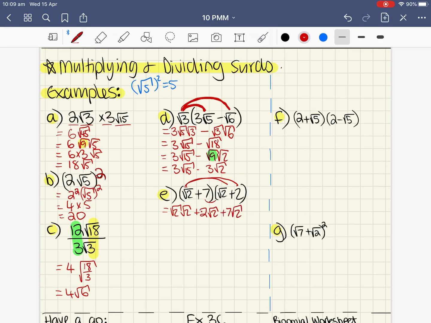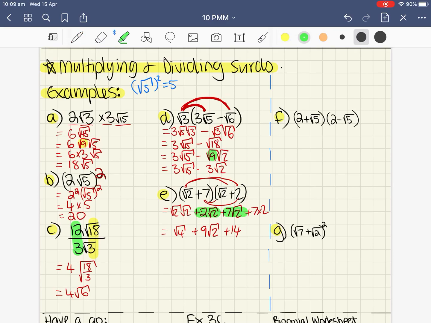Plus 7 root 2 plus 7 times 2. So let's put this together. I'm going to end up with root 4 plus, and I've got some like terms here. I can see them. I've got a root 2 and a root 2. So this is where we're going to use our knowledge from last lesson. Plus 9 root 2 plus 14.